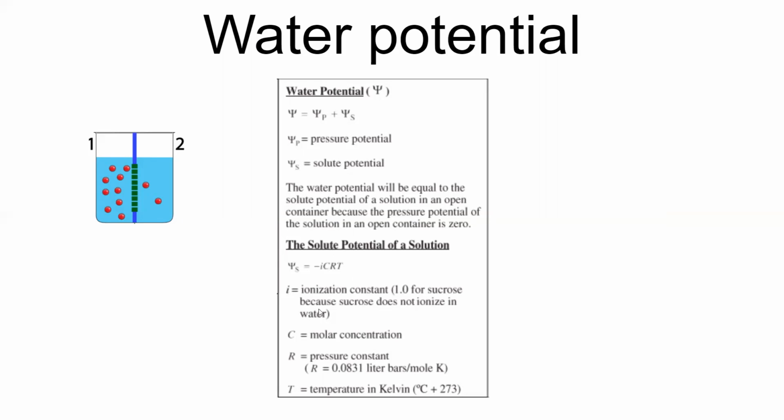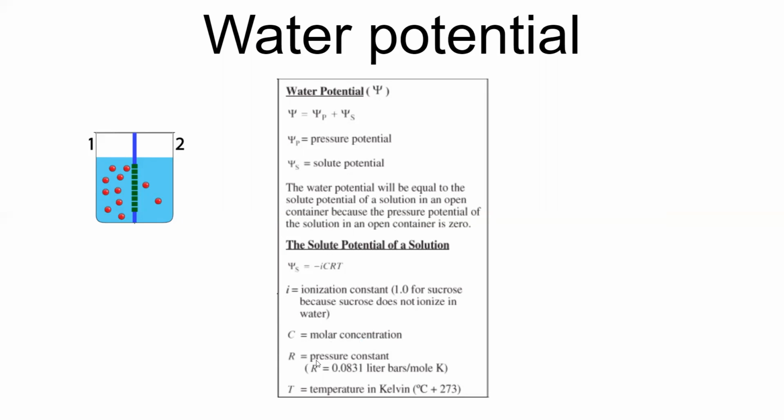It is 1 for sucrose because sucrose does not ionize in water. But if something does ionize in water, like sodium chloride, for instance, then you would need to list the number of ions. Sodium chloride is the most frequently used one, and it breaks down into sodium and chloride. So your i would be 2 in that scenario. C is the concentration of whatever the solute is. Again, it's usually given in units with a big M for molarity.